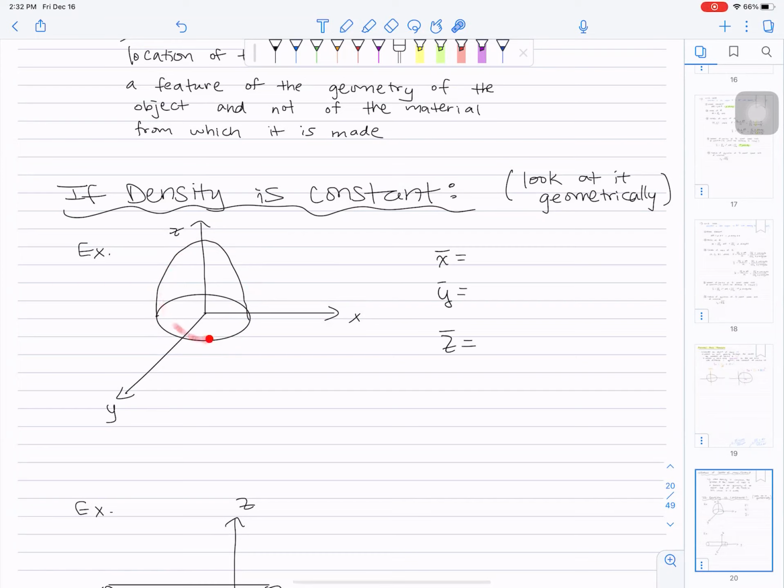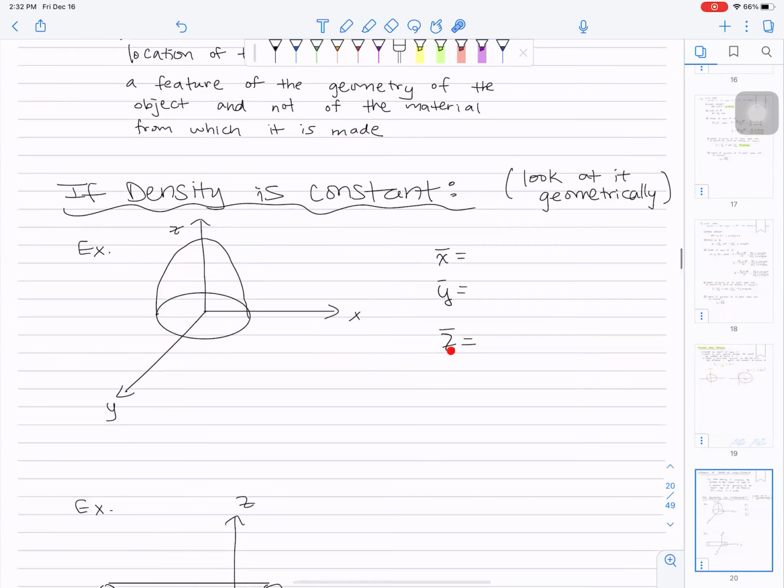Here, this is a 3D shape, so we should have 3 coordinates for our center of mass or our centroid. What is the center of x, the average value of x? Well, we see that x is symmetric. We have values all positive, values all negative, and so the middle of that is 0. The x centroid should be 0, assuming density is constant. The y centroid should also be 0 because our y is symmetric. We have positive y values here, negative y values here.